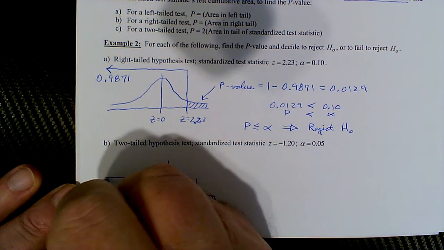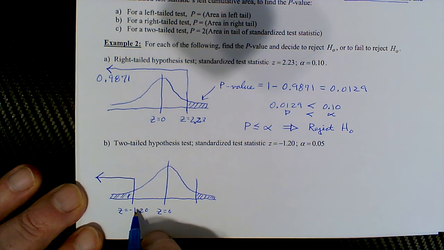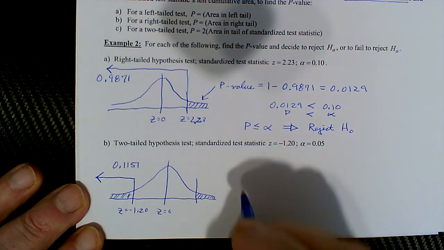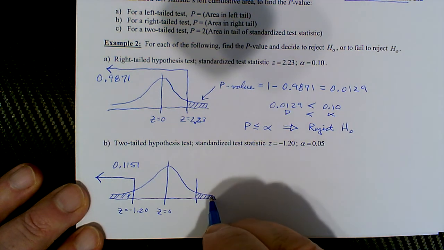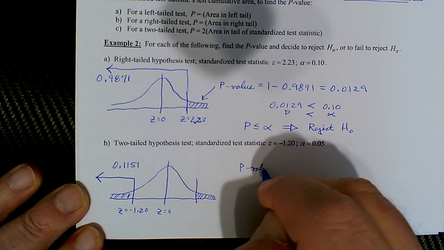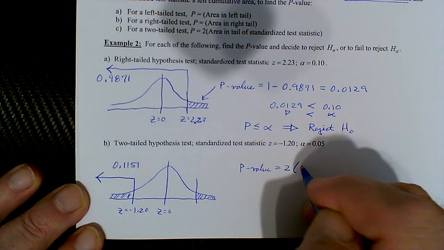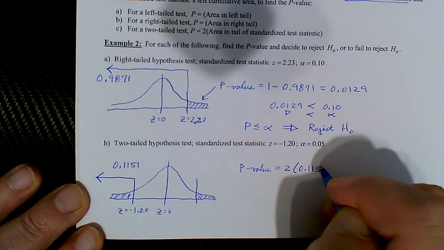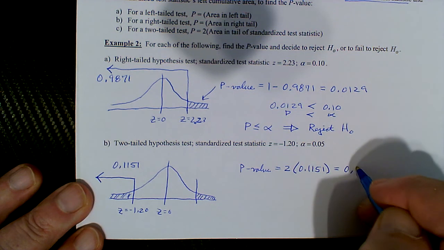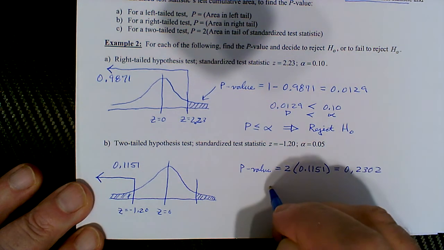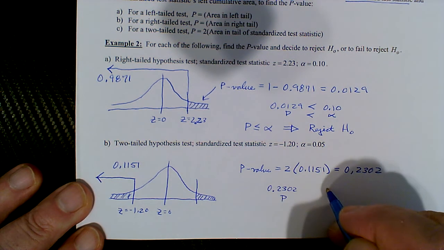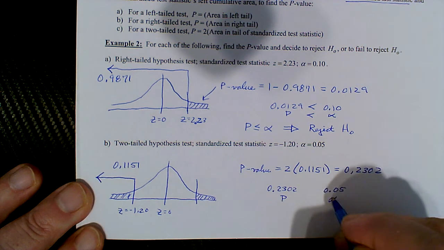First off, the area to the left, you look this up in table 4 again, and you find 0.1151. But because it's a two-tailed test, the area here is 0.1151. I suppose you could just add the two areas, but typically what we do is we say that the p-value is twice the area in that one tail. And so that gives us 0.2302, and now we compare it to alpha. So 0.2302 is p, here's alpha, 0.05, p is much greater.